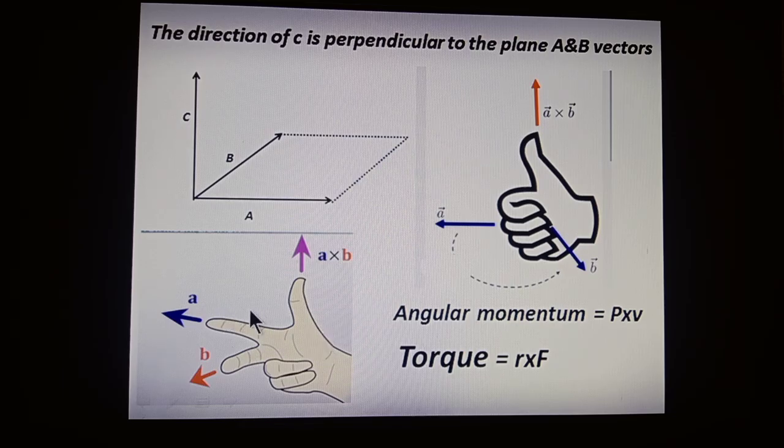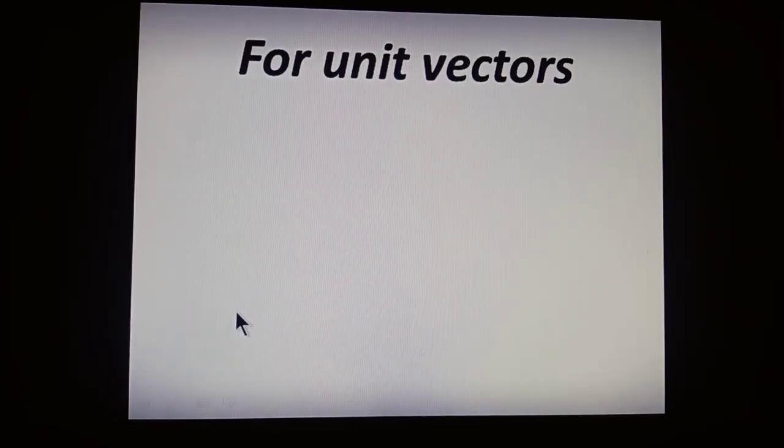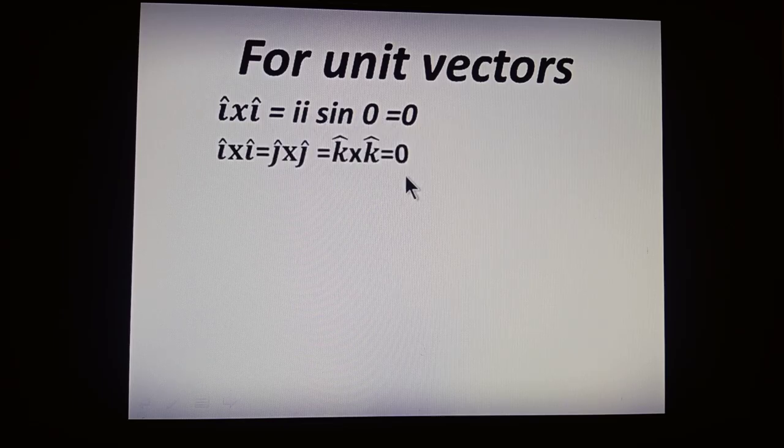Students, now consider the case of unit vectors i, j, k. For unit vectors, i cross i equals magnitude of i, magnitude of second i, and sine of the angle between them. Since i is parallel to i, angle is 0, sine of 0 is 0. So i cross i equals 0. j cross j, k cross k will also be 0.